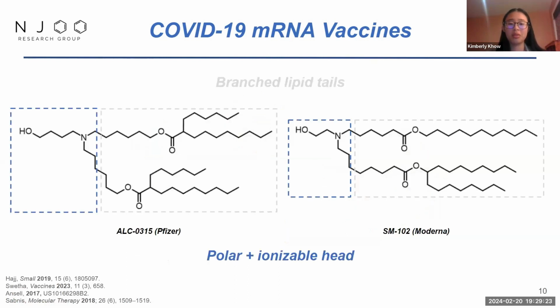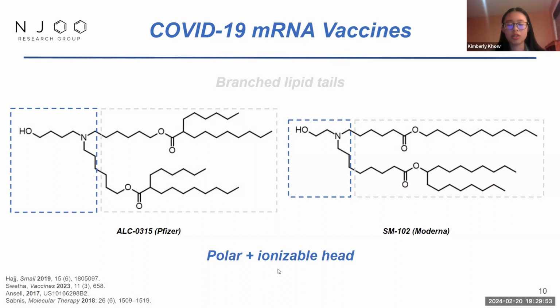But moving back to our ionizable lipids from the COVID-19 mRNA vaccines, we also see that they have polar and ionizable heads. So why is this important? Well, the polar portion of this is important because the polar-nonpolar interactions between the lipids and the mRNA are what help keep the LNP together. So this is important for keeping it structurally intact.